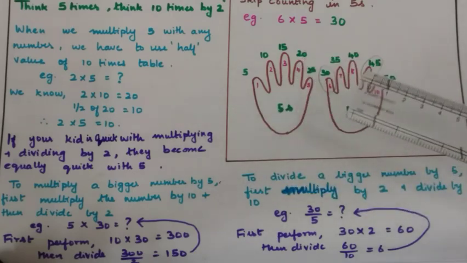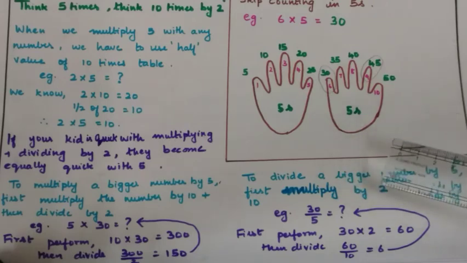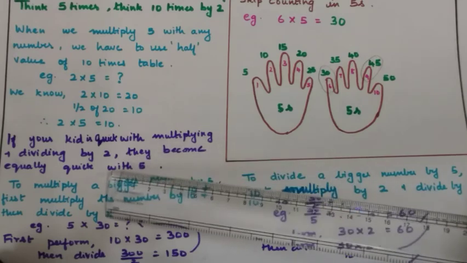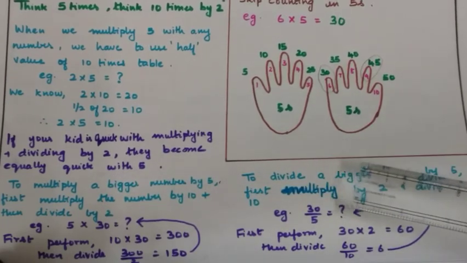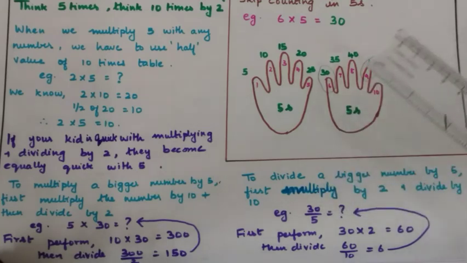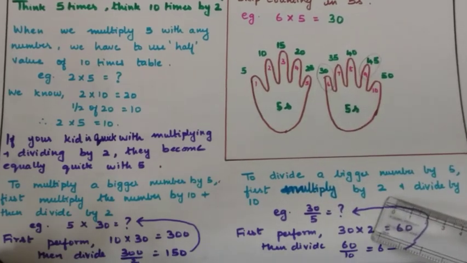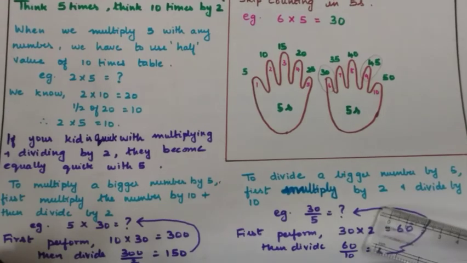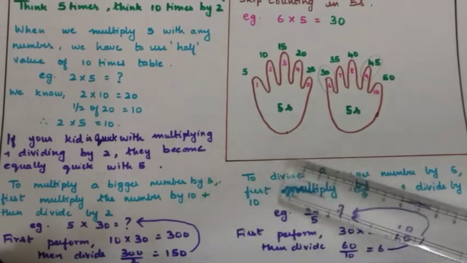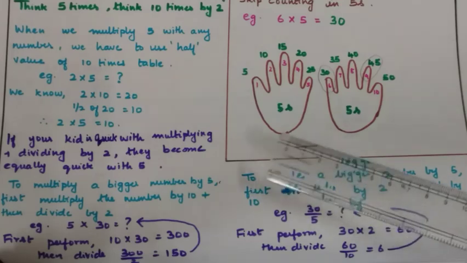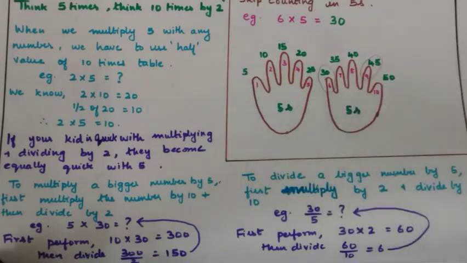And similarly, if you need to divide a big number by 5, then you can first multiply it by 2 and then divide by 10. So let's take a similar example. I need to divide 30 by 5. So you can first multiply 30 by 2 to get 60 and then divide it by 10. So your answer is 6. So these two tricks are going to make your calculations faster when you perform multiplication and division with a bigger number.